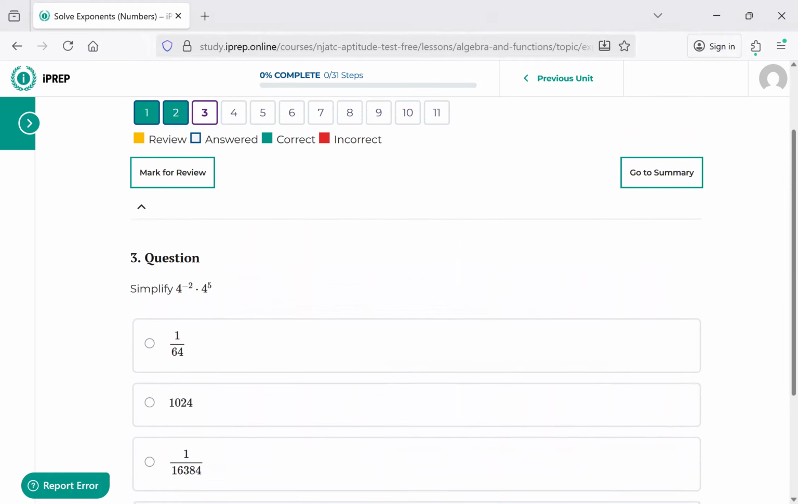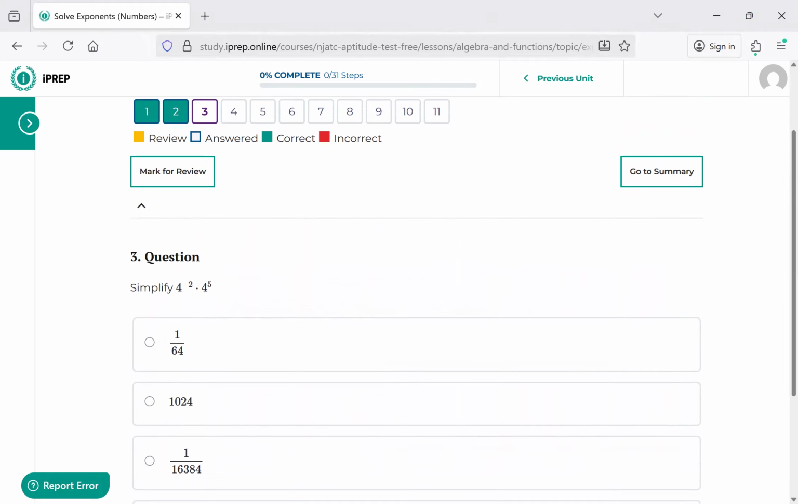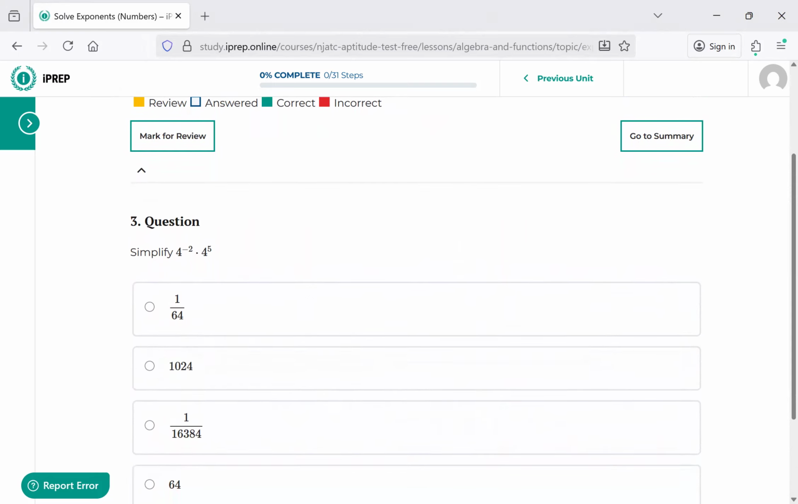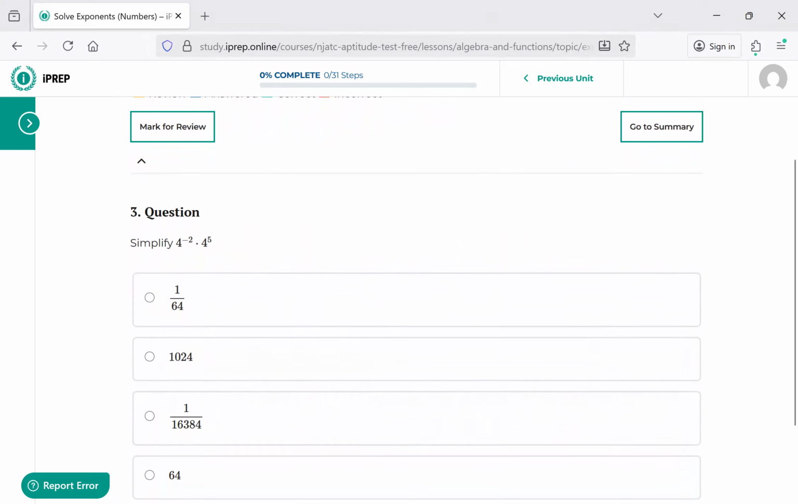Question 3. Simplify 4 to the negative 2 times 4 to the fifth. Notice that they are the same base. That's good. If they're not, you have to manipulate it to make it the same base. This is rule 1: when you're multiplying with the same base, our same base is 4, you add the exponents. So negative 2 plus 5 is positive 3. If you look at our answer choices, there's no 4 to the third, so you have to simplify it.